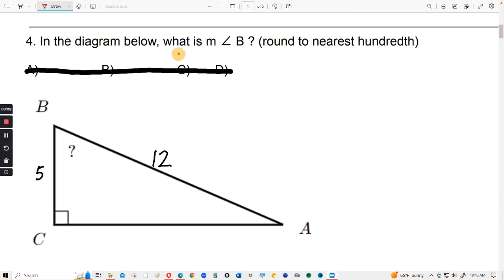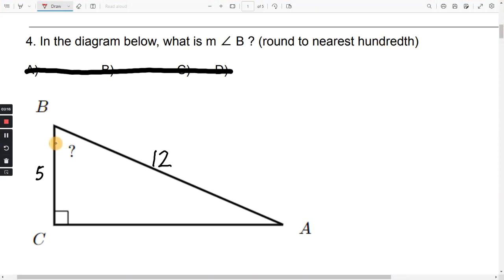In the diagram below, what is the measure of angle B, rounded to the nearest hundredth? Okay, here's vertex B, so this has to be angle B. And that's what we're looking to find. And that's our reference angle. We see it's a right triangle, so let's label the sides based on the reference angle.